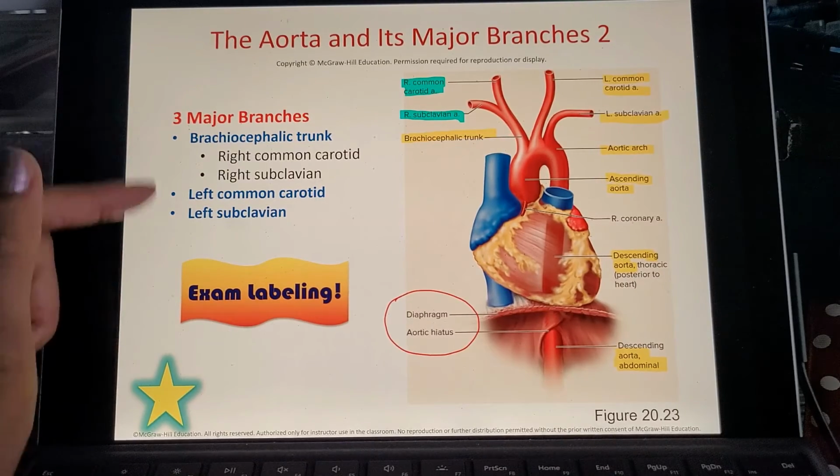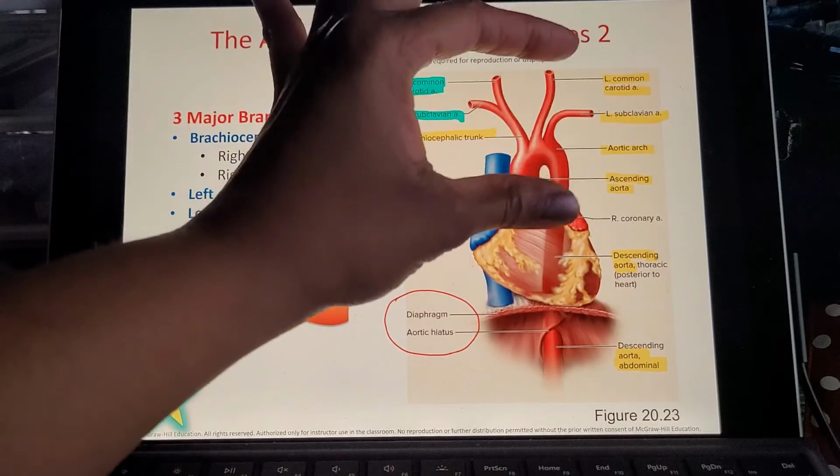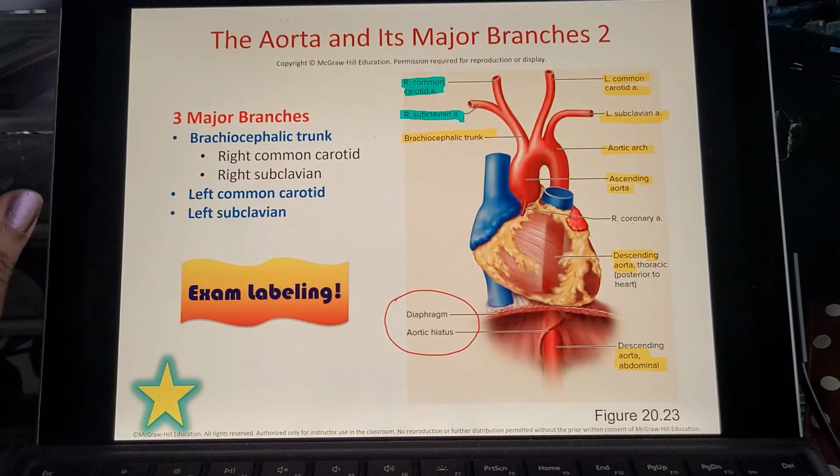And again, you do have your labeling of those 3 branches up top. So I'll kind of zoom in on just that section of the aorta.